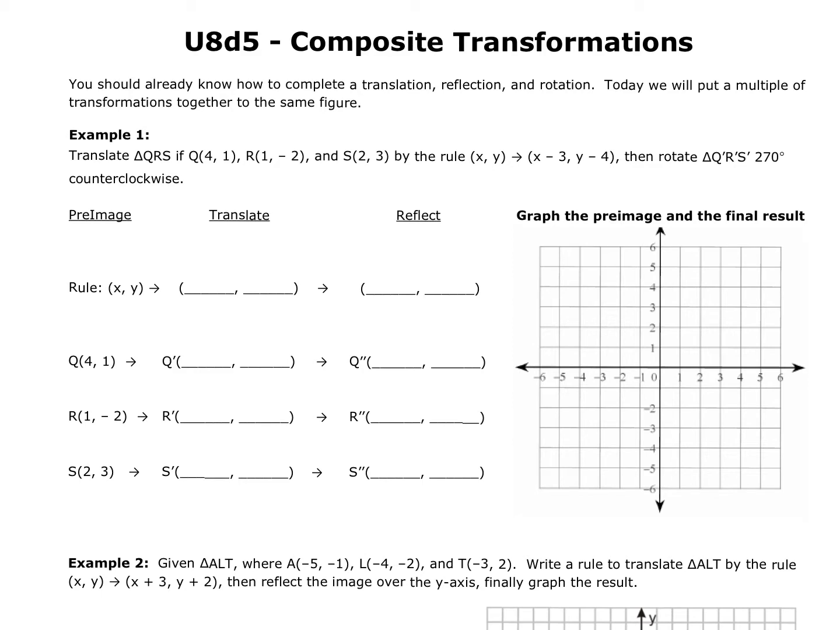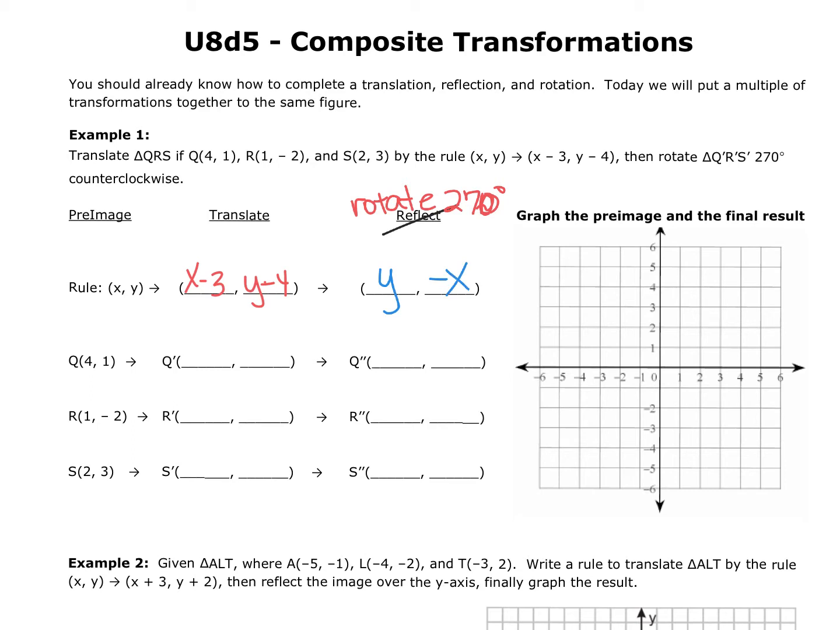Okay, so let's start off by writing our rule. This is a rotation, 270 degrees. Our rule is we're going to translate x minus 3 and y minus 4, and then we're going to rotate 270 degrees. So the rotation rule for 270 degrees is (x, y) goes to (y, negative x).